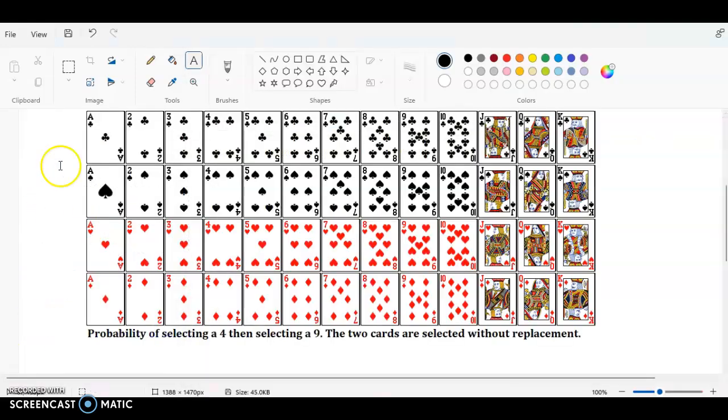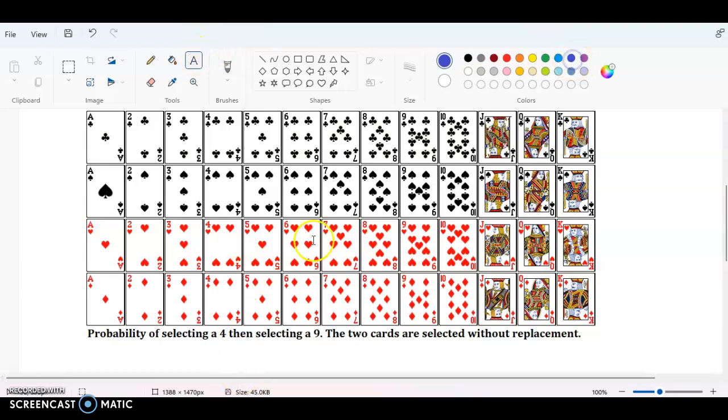A standard deck of playing cards has 52 cards. Each deck has 4 suits, clubs, spades, hearts, diamonds, and there are 13 cards in each suit. The important thing is that the 2 cards are selected without replacement. That means once you take the first card out, that's going to affect the probability of whatever the second card is. Let's say, for example, that we select a 4 on the first try. Let's count how many 4s there are: 1, 2, 3, 4 4s, out of a possible 52 cards.